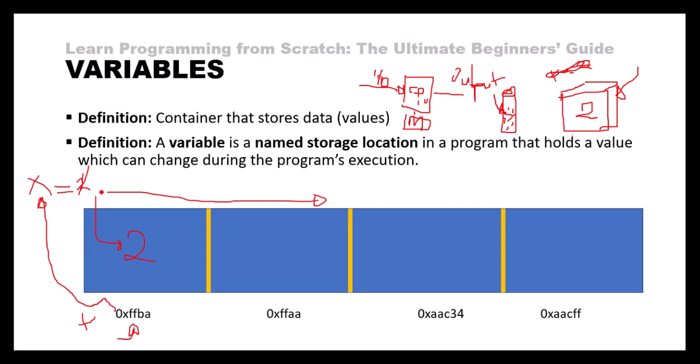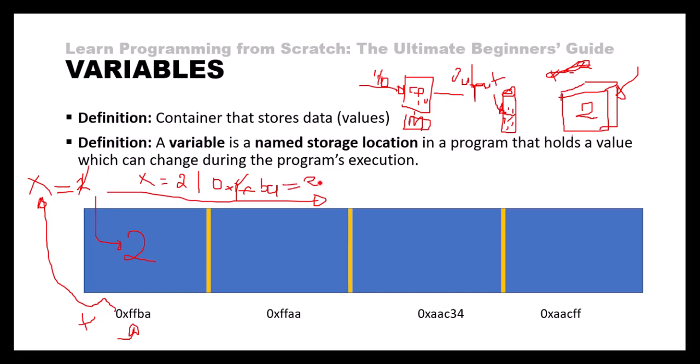So as a result, in my computer program, with my physical eyes or in my code, I'll be saying x is equal to 2. But as far as the computer is concerned, when you write this in a computer program, where there is x, it's seeing this memory address. So for a computer, this statement looks like this: memory address ffba is equal to 2.